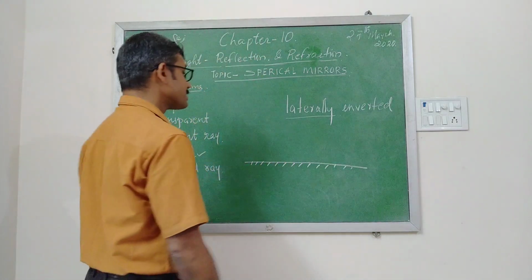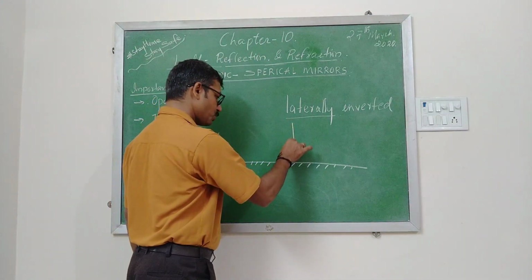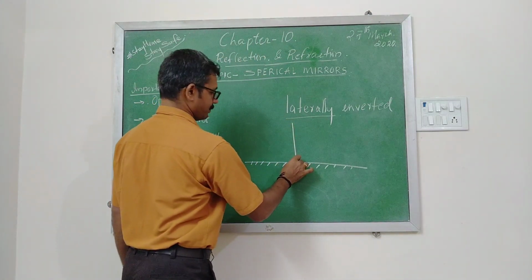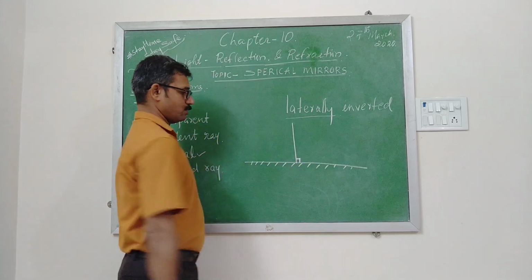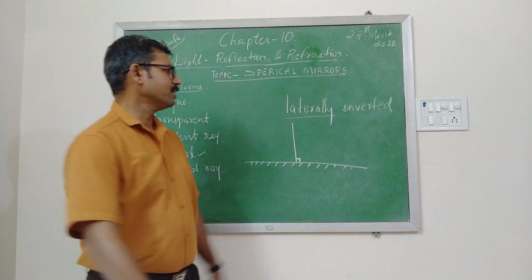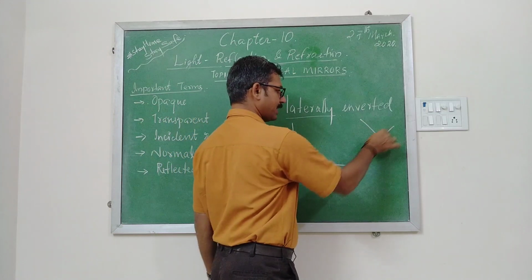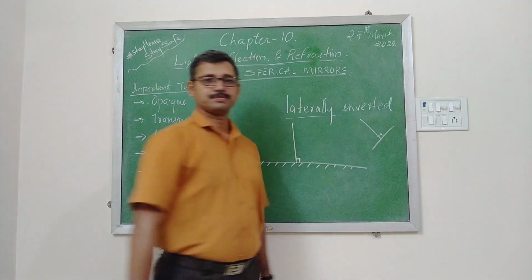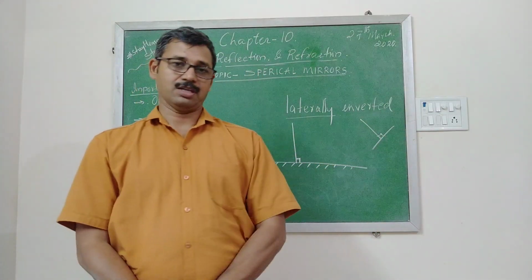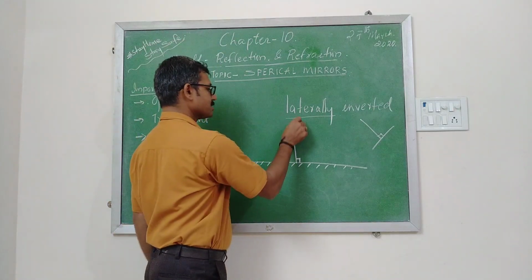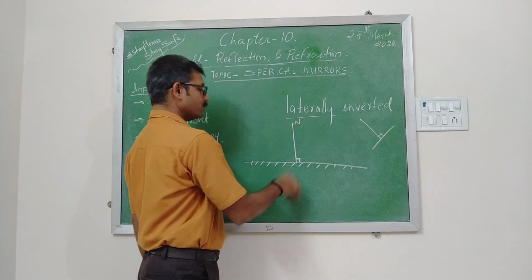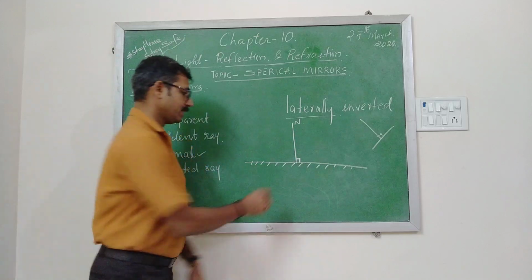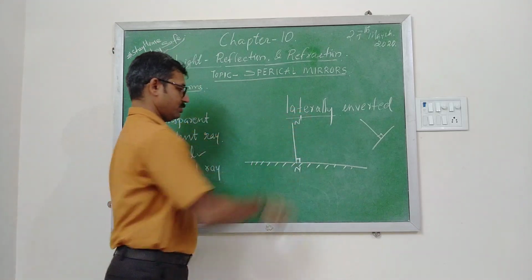Normal is a perpendicular drawn to the surface. So anywhere you draw a perpendicular, that is considered a normal to that surface. Here we can say this is N, this is A, and here we can say N dash. So it is the normal.